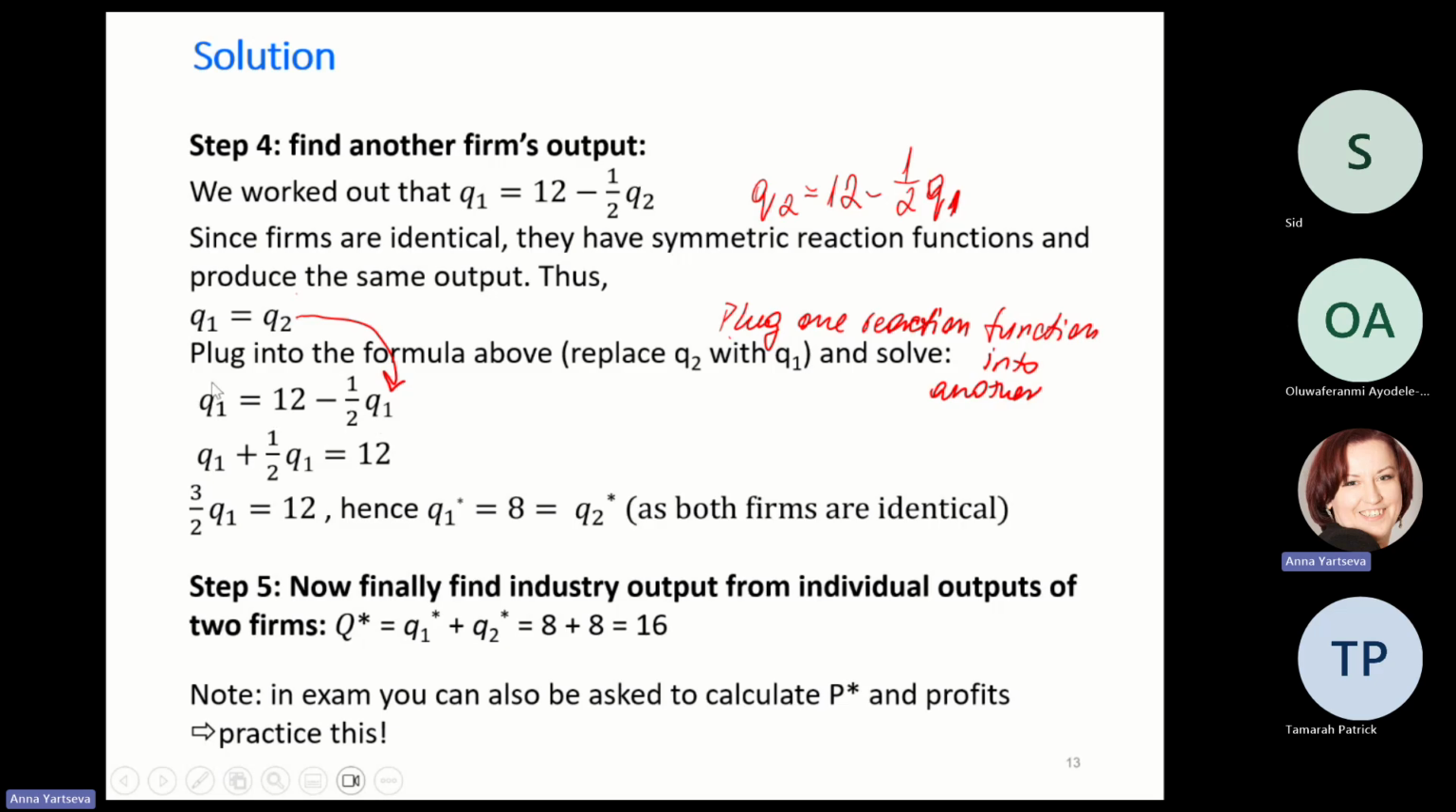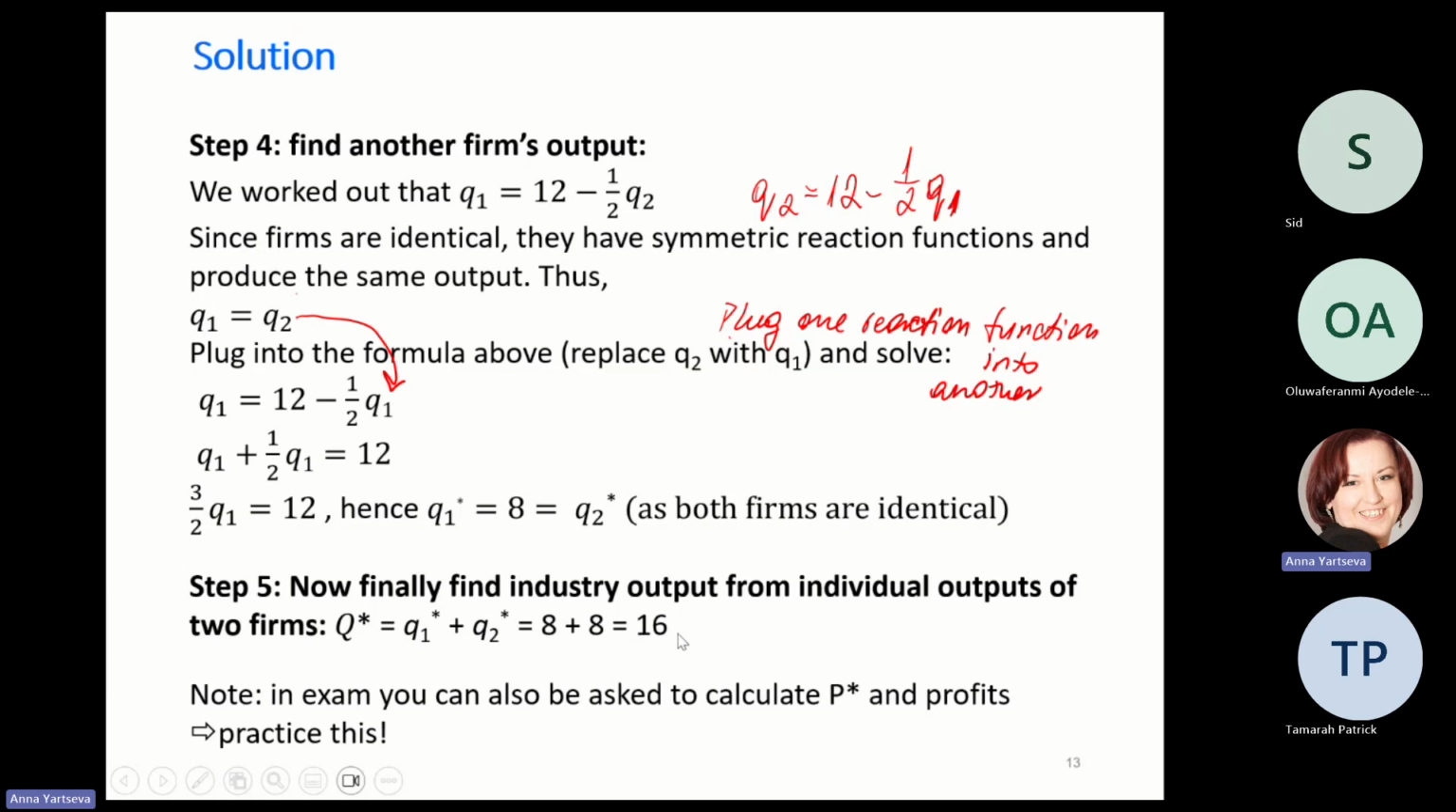Now we move all terms with Q1 to one side, all numbers will be left on another side. So basically 3 divided by 2 Q1 is 12, and therefore equilibrium quantity 1 will be equal to 8. So 12 divided by this. And because both firms are identical, both will produce the same amount. Quantity produced by each company will be 8, which means that industry output will be a sum of both.